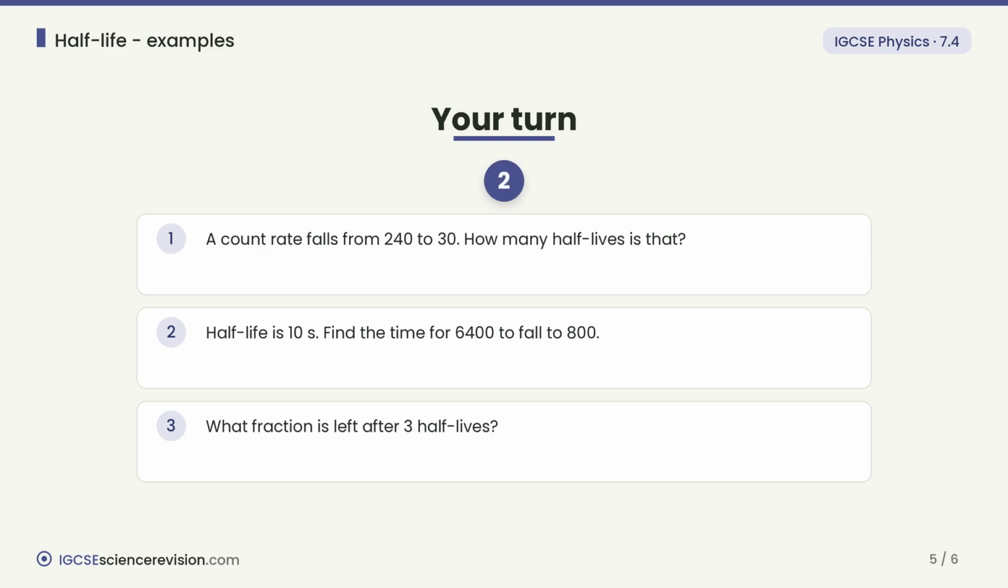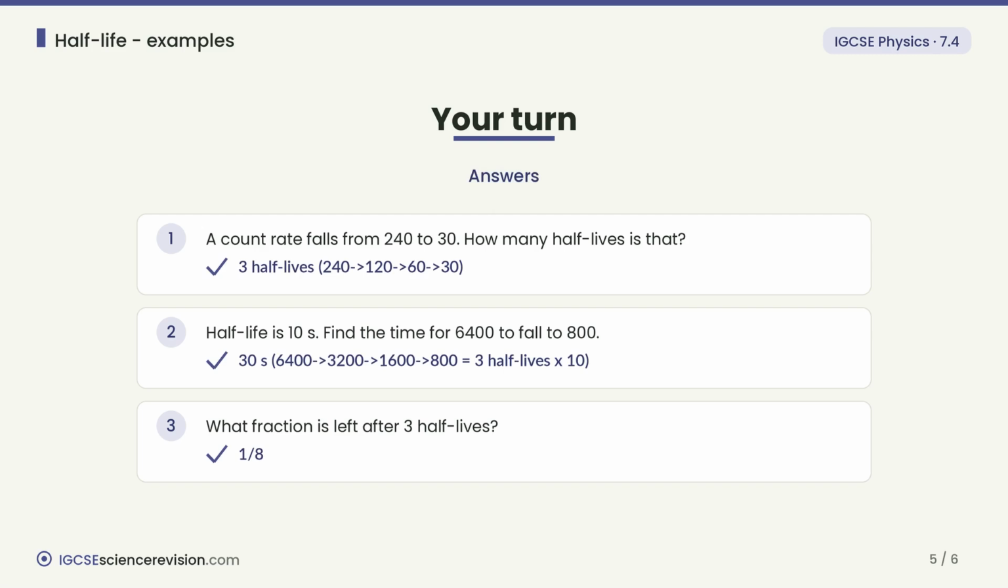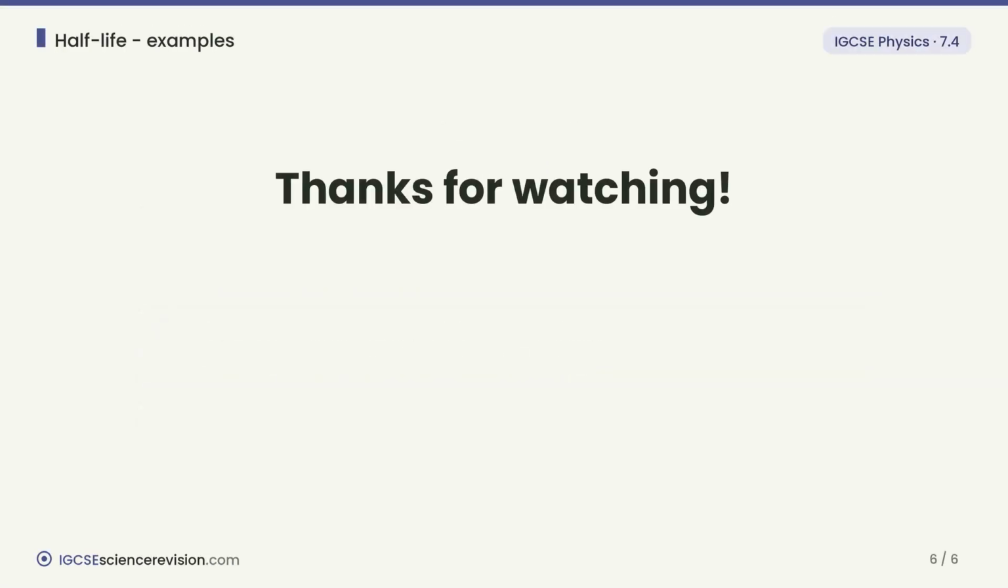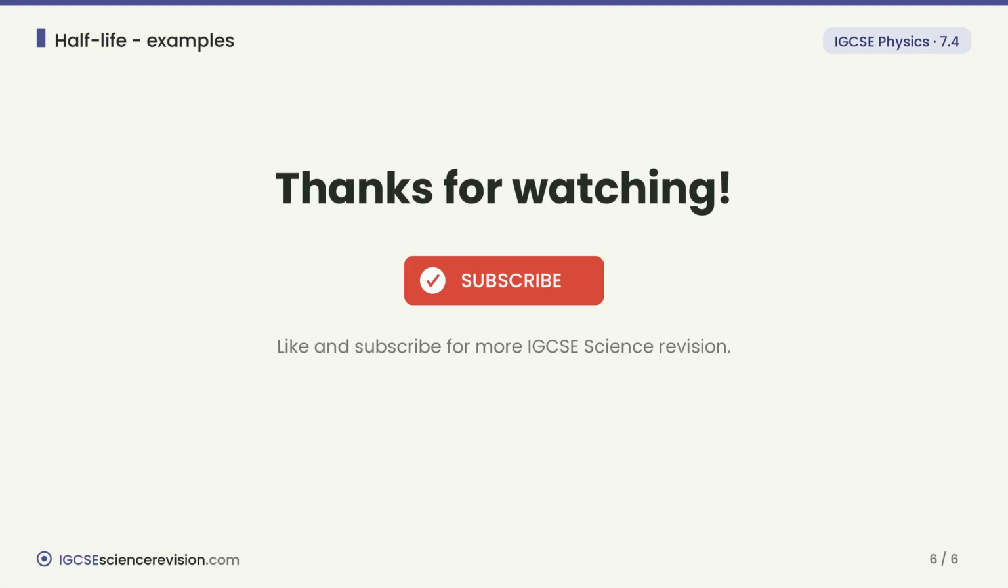3, 2, 1. Here are the answers. Number 1. 3 half-lives: 240, 120, 60, 30. Number 2. 30s: 6400, 3200, 1600, 800. 3 half-lives, times 10. Number 3. 1/8.